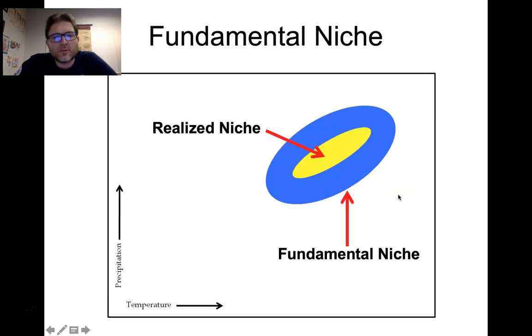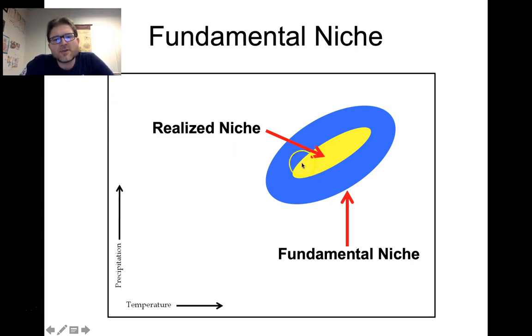This is a graphical representation of what I was just telling you. On the x-axis here is temperature, so we could go from 0 degrees to 40 degrees Celsius. And the y-axis here is precipitation, where we go from a desert environment up to a very wet environment.